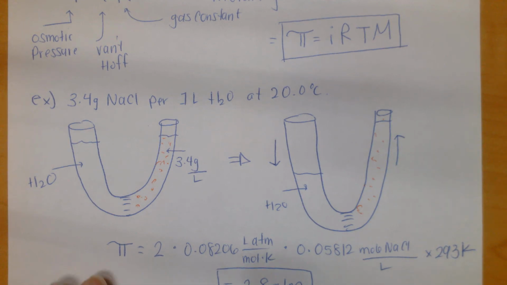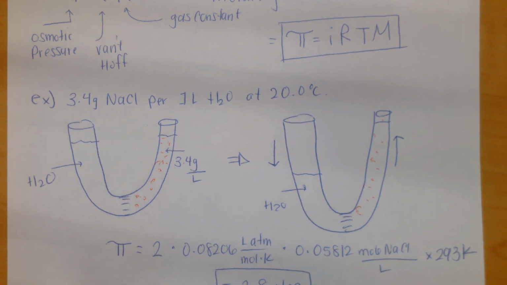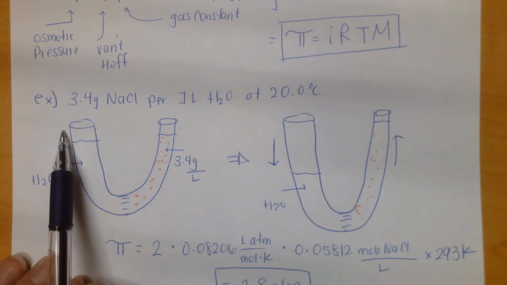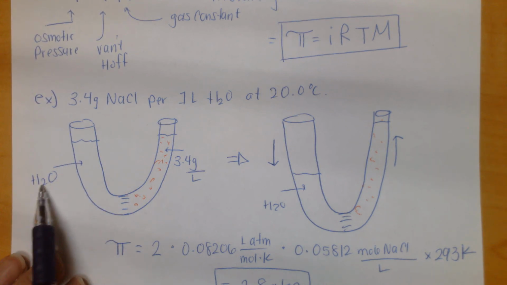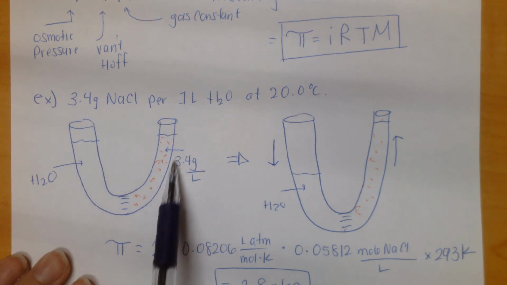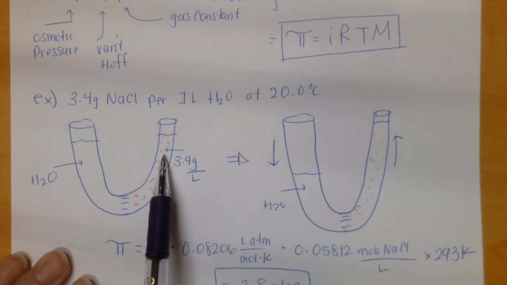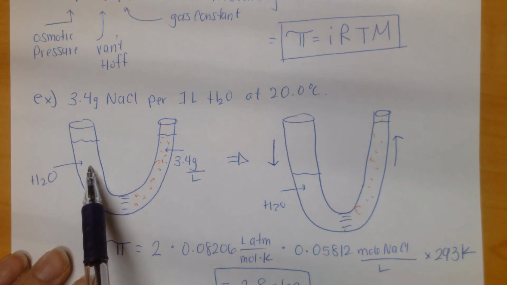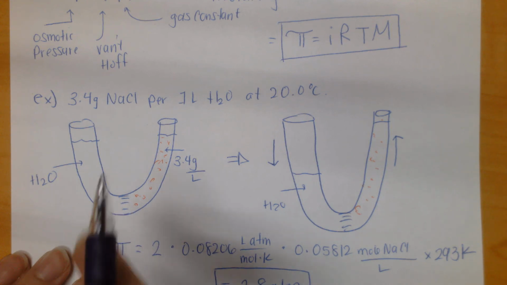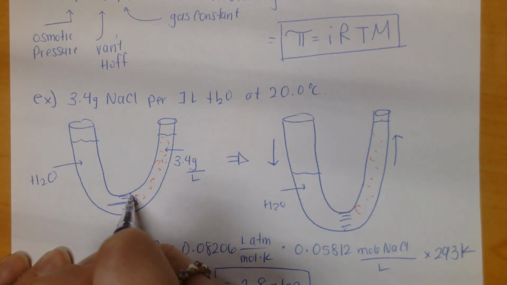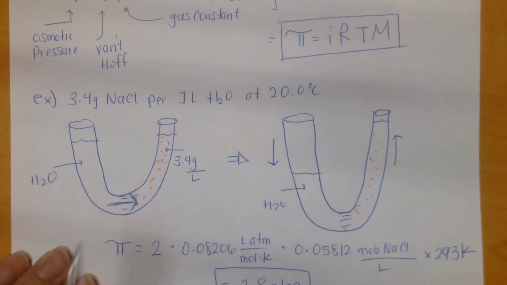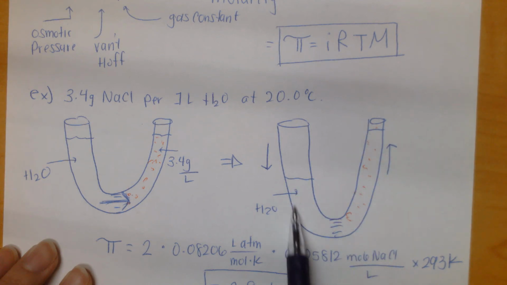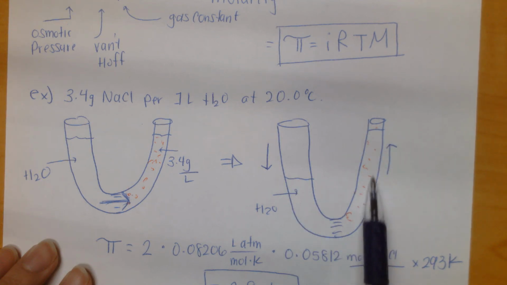For example, we have 3.4 grams of NaCl per 1 liter of water at 20 degrees Celsius. On one side of our apparatus, we have pure H2O. On this side, we have that 3.4 grams in 1 liter. As time passes, since there's no solute over here and lots of solute over here, we're going to get the water going this direction through the membrane from low concentration to high. So over time, this level is going to drop and this one will go up. So we're making this much less concentrated.